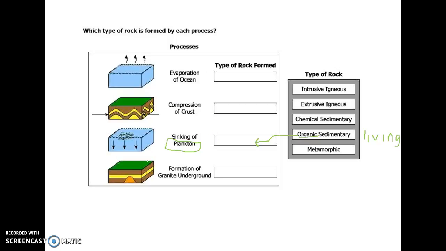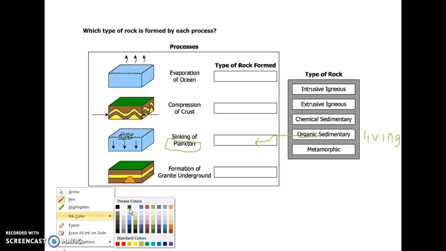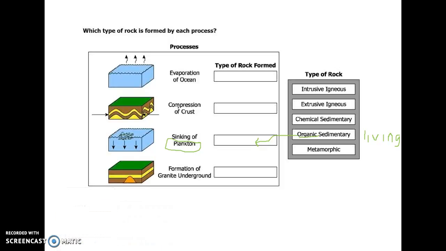All right, so let's look at these other ones here. We've got compression of the crust. Compression sounds a lot like one of the words that we used to describe metamorphic rocks. Compression sounds an awful lot like pressure, and that is one of the ways that we form metamorphic rocks. So we're going to put metamorphic right here.